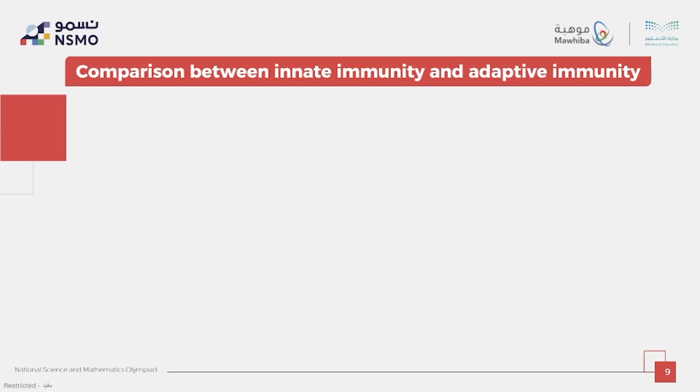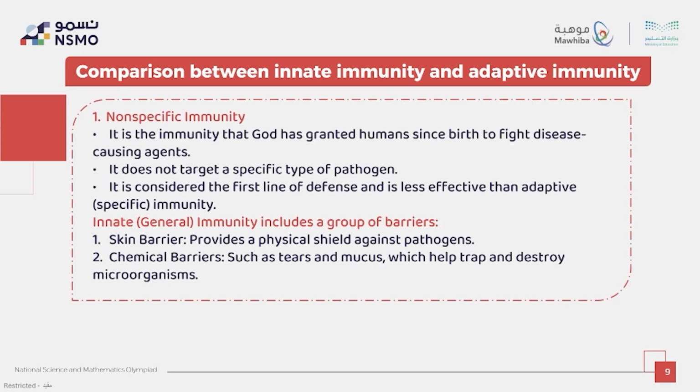Now that we have completed the functions and structure of the lymphatic system, we will move to a very important topic, the types of immunity in the human body. And let's start with non-specific innate immunity. So, non-specific immunity is the type of immunity we are born with, and it works generally against any foreign agent without identifying a specific one. It responds as the body's first line of defense, but is less precise than adaptive immunity.